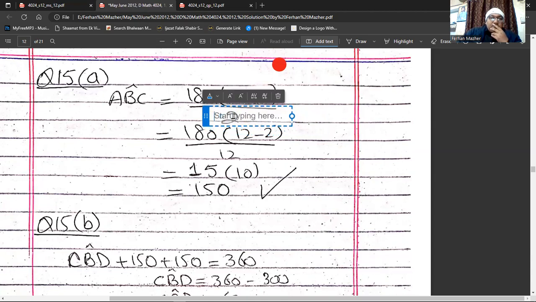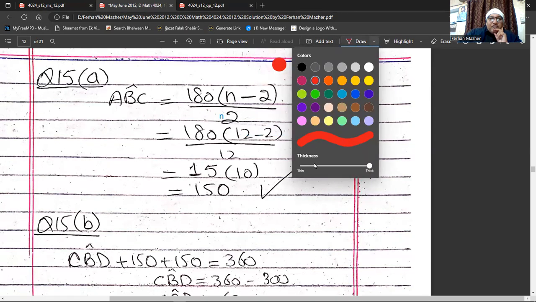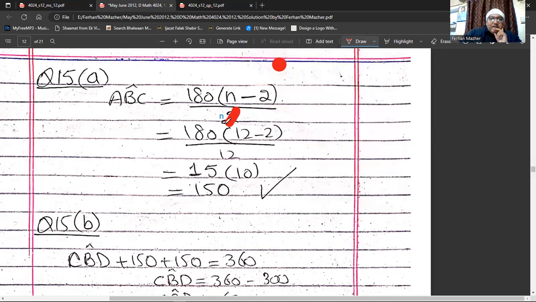Oh, sorry. This was n. Okay, this is not 2, this is n. So just remember this mistake. This is not 2. Here we have n. N means number of sides. So 180 bracket 12 minus 2 divided by 12. Let me show you the thickness. We reduce the thickness. Okay, so this 2 is not there. Here we have only n. Okay, now we are good.